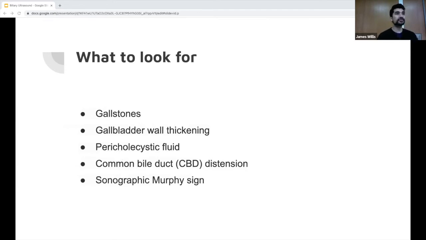So the sonographic Murphy sign, for those of you who don't know, you're looking for the point of maximal tenderness to be over the gallbladder. So you get the gallbladder fundus in view and then press down. If that is more tender than anywhere else, that's considered a positive sonographic Murphy sign.